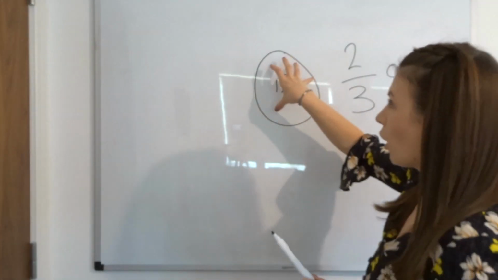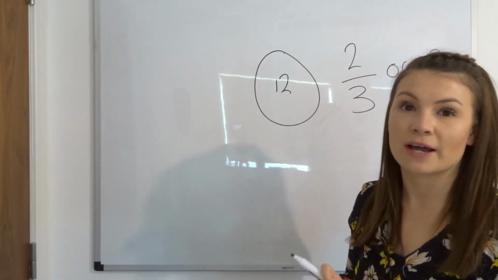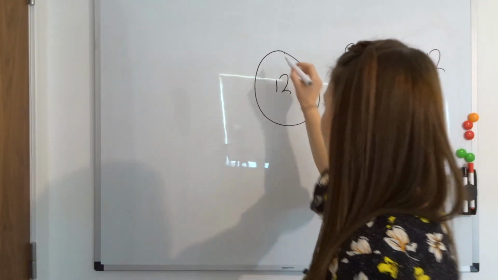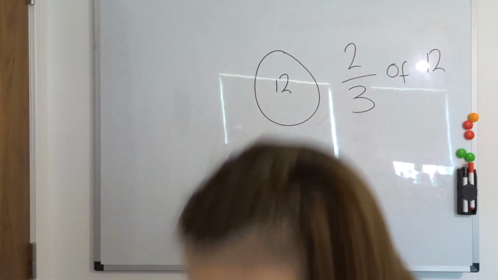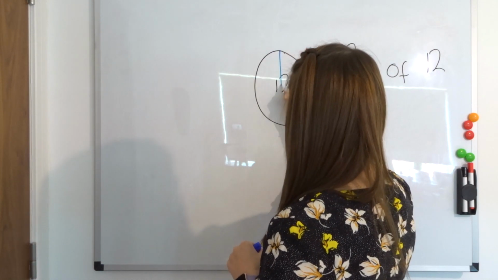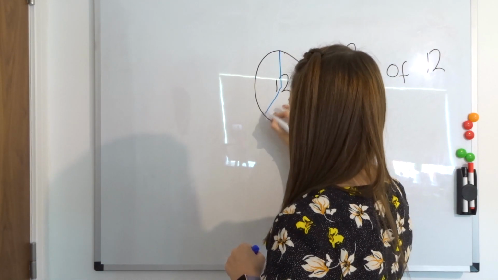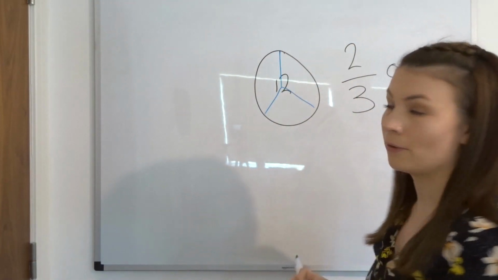So how we do that is we divide by the bottom. So I divide my whole circle by the bottom number, so I'm dividing it by 3. So I'm going to divide my circle up into 3, and I'm just going to change my coloured pen so it helps you to see it. I'm going to divide it up into 3 equal parts. So I've divided it up into 3 equal parts.